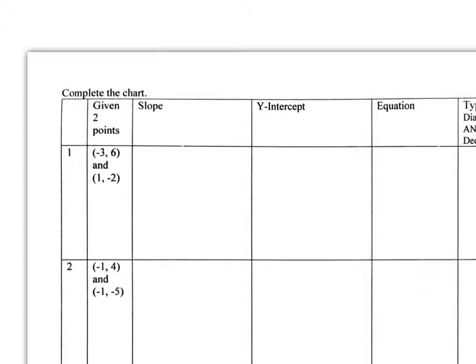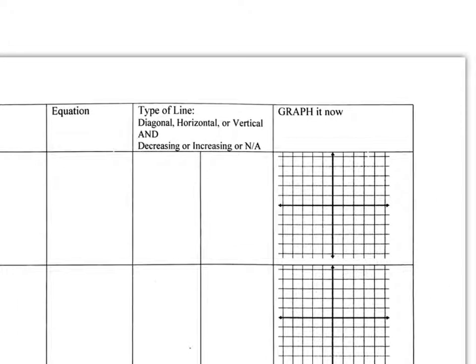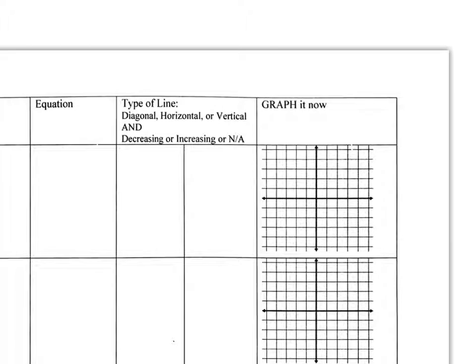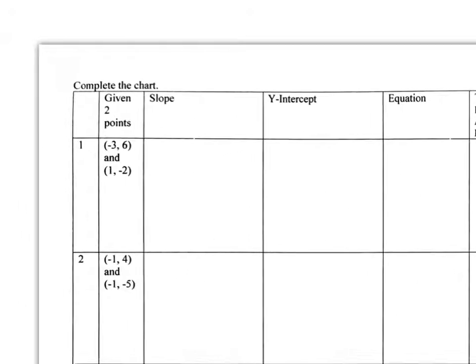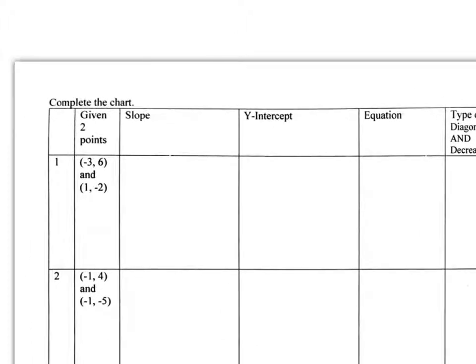Number 1, we have these 2 points. We've got -3, 6, and we've got 1, -2. Now, if I wanted to, I could go directly to the graph, and I can actually graph it if I wanted to. Or I can get my equation, and I can do that as well. So any way that we want to do it, I'm going to kind of go in order of each of these columns. And so, I'm just going to show it to you this way, but whatever you prefer.